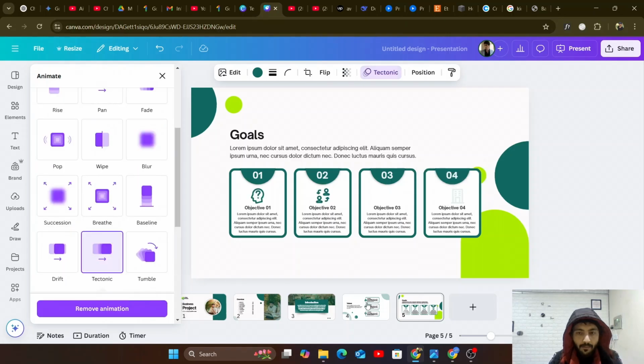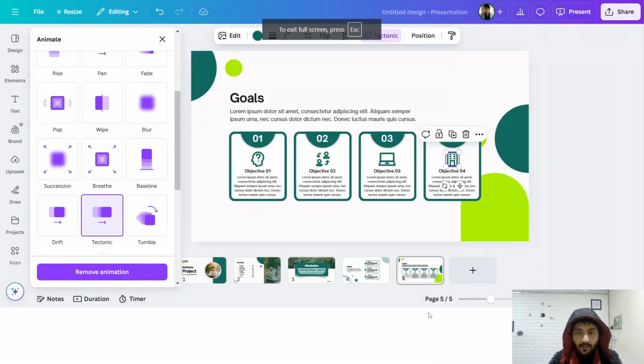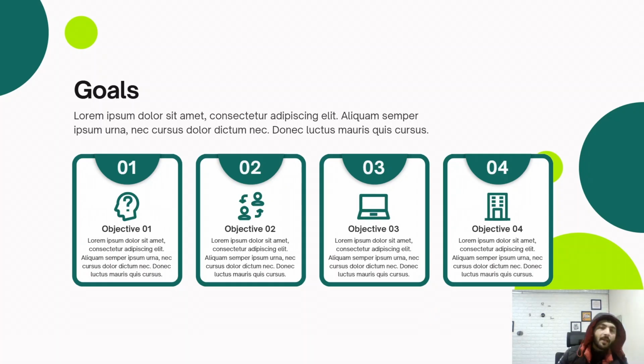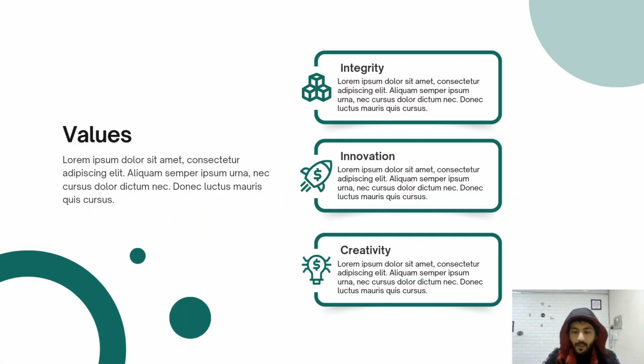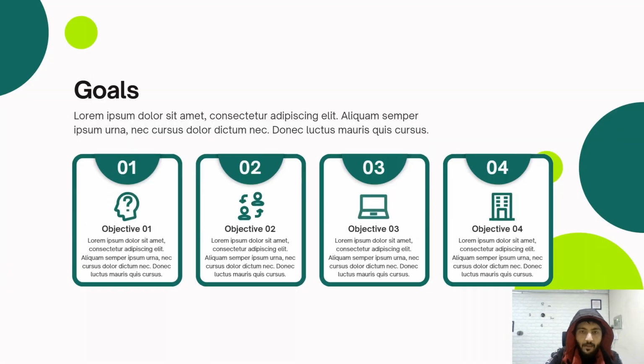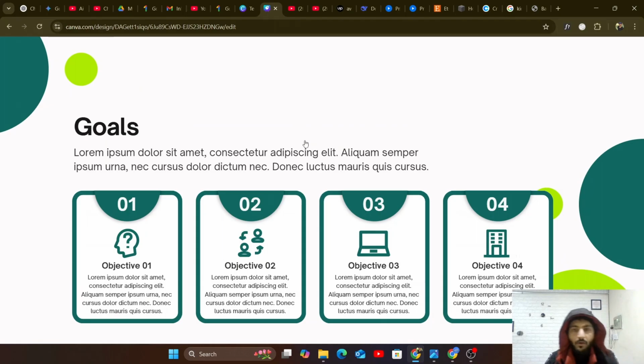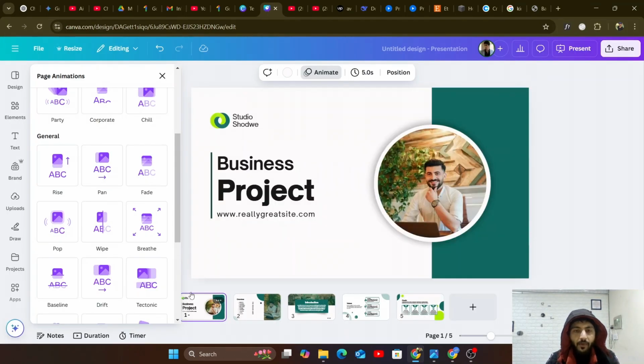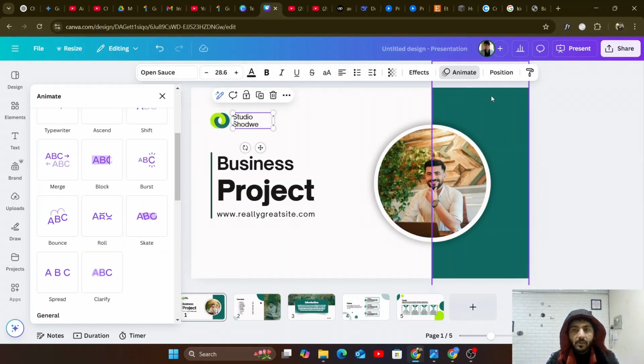Okay, so now if I open this slide again, as you can see, the icons have animated, so you can choose different types of animation. As you can see, it looks really cool on Canva, and it's very easy to do. Okay, now as far as presentations are concerned, you just have to put your logo here. You can change the colors.